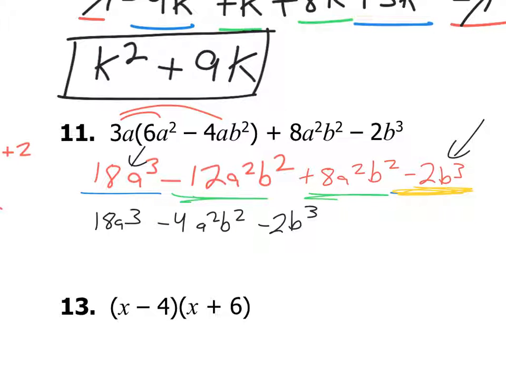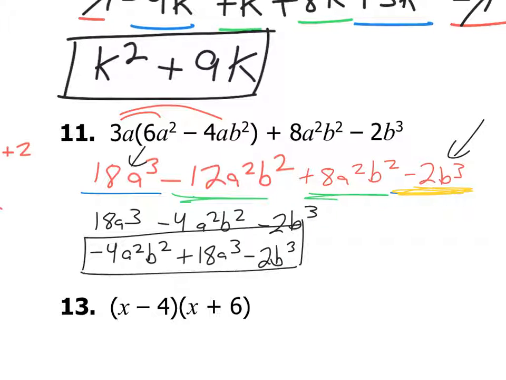This one is not in standard form, because if you look at that middle one has a degree of 4. 2 plus 2 is 4. So that middle term is going to be the one that has to come first. Negative 4a squared b squared. Then we have 18a to the 3rd and negative 2b to the 3rd. Those both have a degree of 3. So when we have two terms that have the same degree, we put them in alphabetical order. So it'll be plus 18a to the 3rd power minus 2b to the 3rd power. That would be your final answer in standard form.